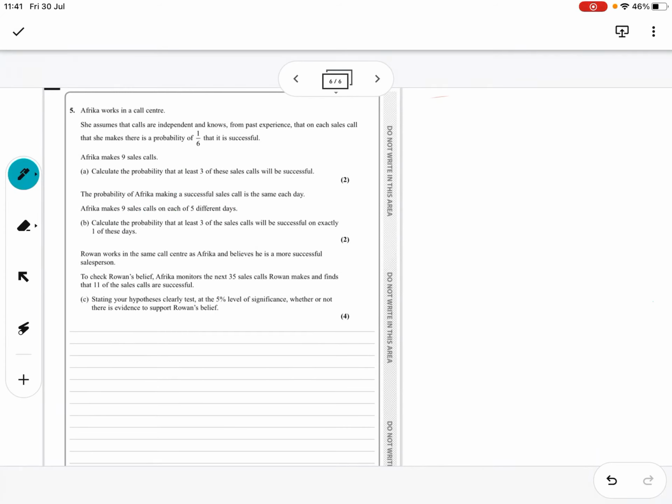So this is AS Maths October 2020 paper 2. This is the last of the statistics questions. So this is question 5.